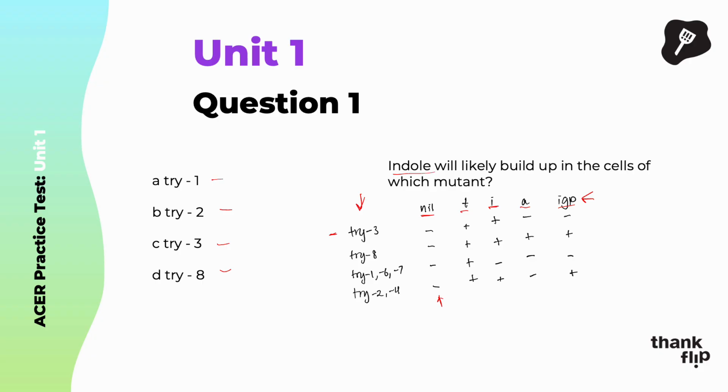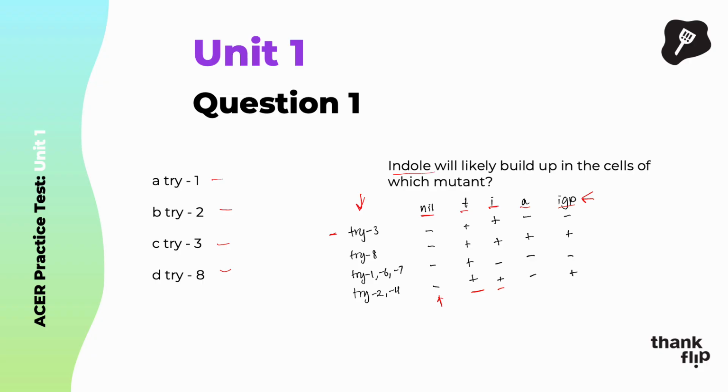Then we have T, so tryptophan. When tryptophan is supplemented, all of these can grow. And that gives us a little hint that tryptophan could be at the end of the pathway, because if everything grows when tryptophan is present, there's likely no other enzymatic step after tryptophan that could be impacted by mutations. But hold on to that thought for a future question.